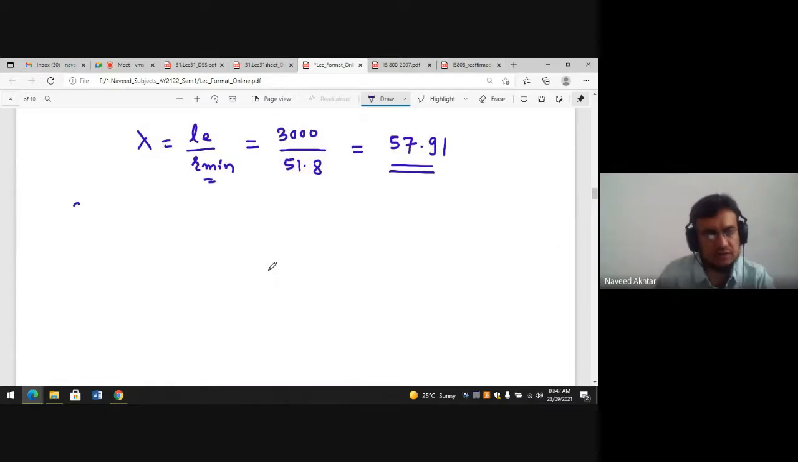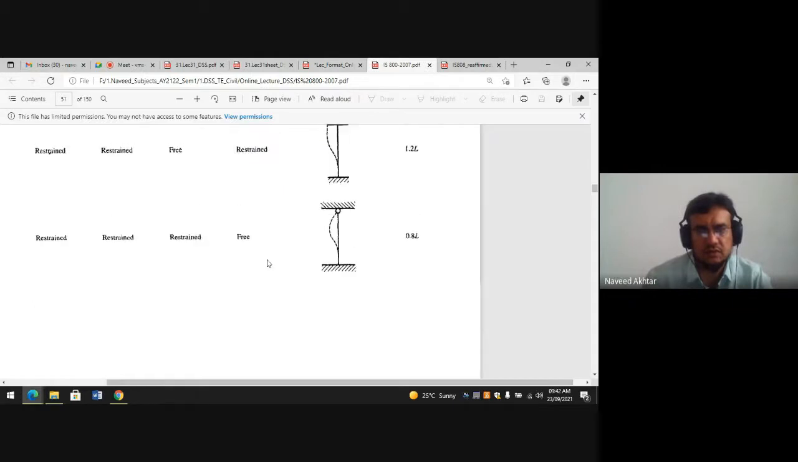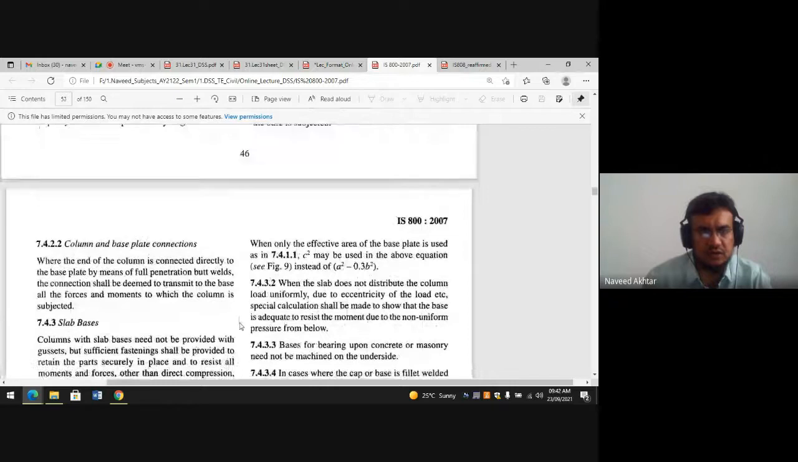Now, step 6, you have to find the critical stress of your section. It is denoted by FCRB. The FCRB you can find by the empirical equation given in the IS code, or otherwise you can find FCRB from the table.